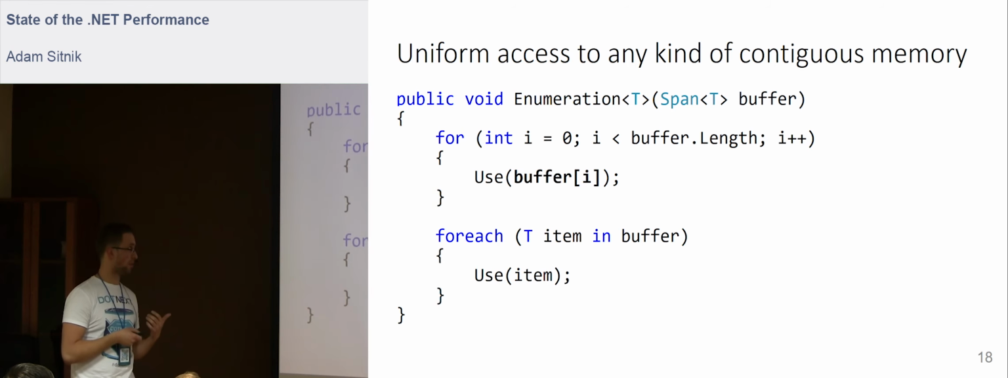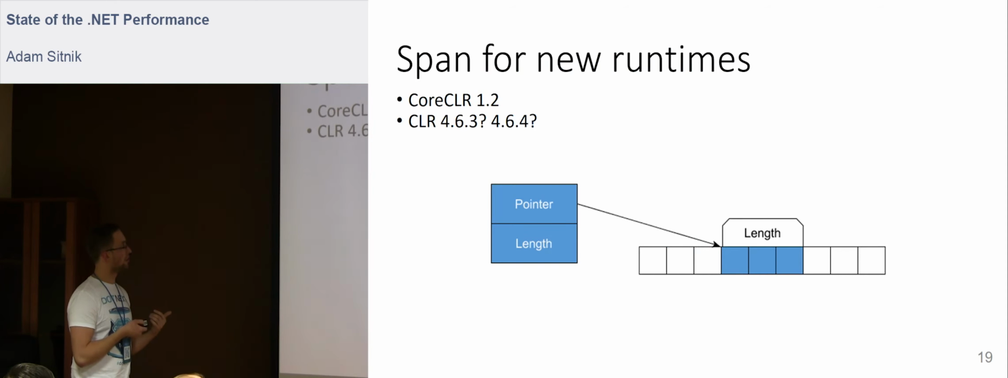But this topic has not been solved 100% yet, and this is why Spans are not in production today. But the good thing is that they have already been merged to master for CoreCLR, the next version of CoreCLR. And speaking of that, we will have two Spans. One for the new runtimes, and this will be a pointer to the beginning of our Span, and simply the length. And this pointer will be recognized by the garbage collector, so everything will work out of the box.